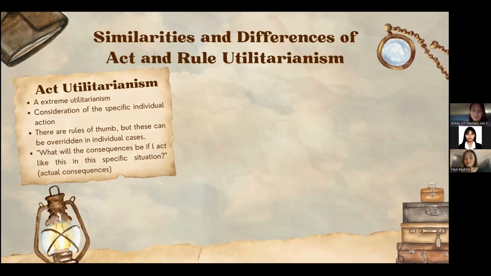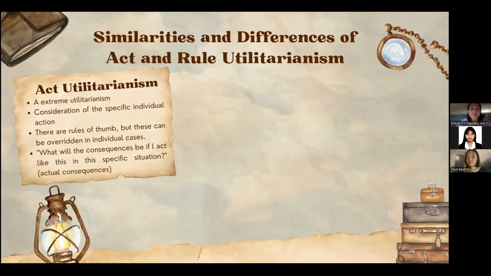In act utilitarianism, the primary focus is on the specific action taken in the given situation. Each action is evaluated by its actual consequence without necessarily adhering to a preset rule. While act utilitarianism may use general guidelines or rules of thumb, these can be overridden in individual cases. Lastly, act utilitarians ask, what will the consequence be if I act like this in the specific situation?